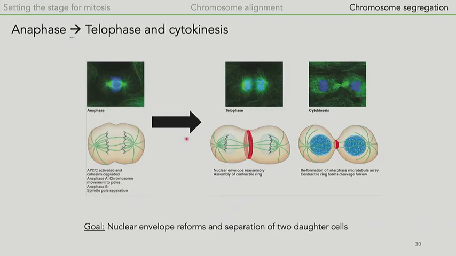So that by the end of anaphase, even though it does not necessarily look like it from this immunofluorescence image, the chromosomes have been pulled to the two ends of the cell. And now the cell is ready to reform the nuclear envelope around the chromosomes, and also to assemble this actin-based structure called the contractile ring, which is used to actually pinch off the two daughters.